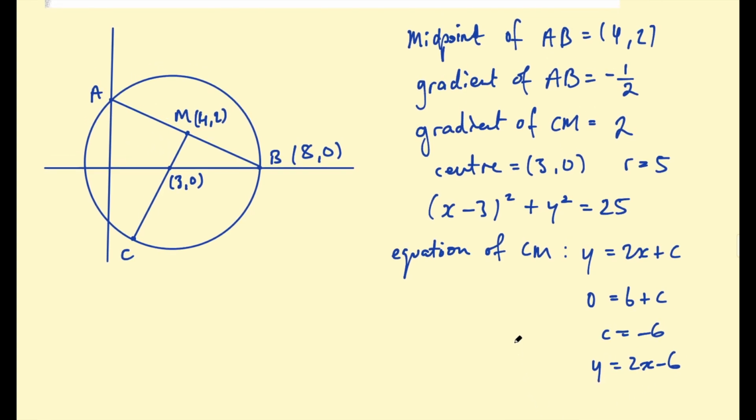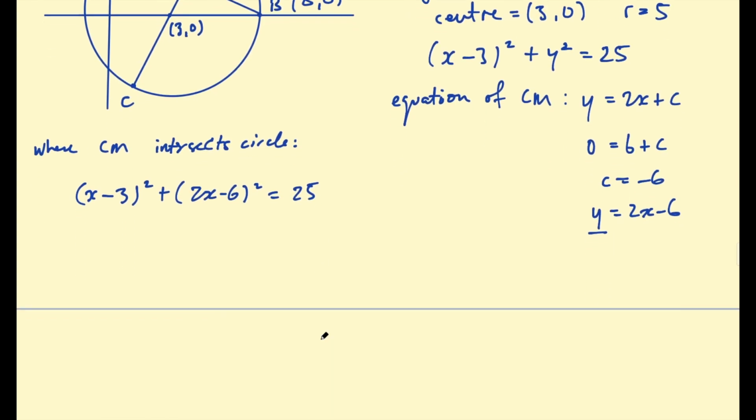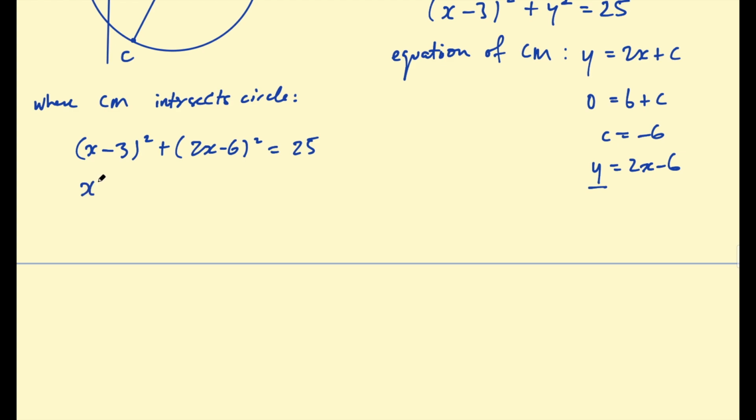Then we can find where that intersects the circle by plugging y into the equation of the circle. So where CM intersects the circle, we get (x take 3) all squared plus (2x take 6) all squared equals 25. Now we need to solve this for x. So we get x squared take 6x plus 9 plus 4x squared take 24x plus 36 equals 25. Then we've got 5x squared take 30x.